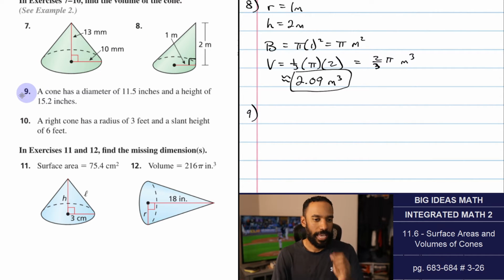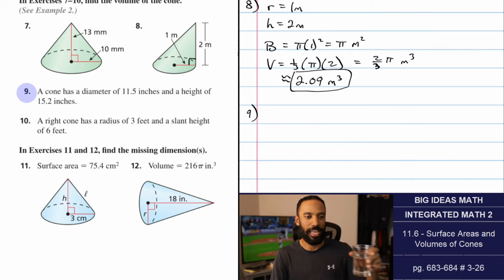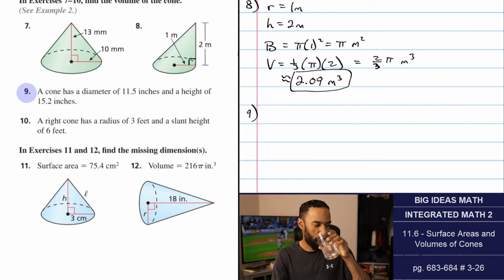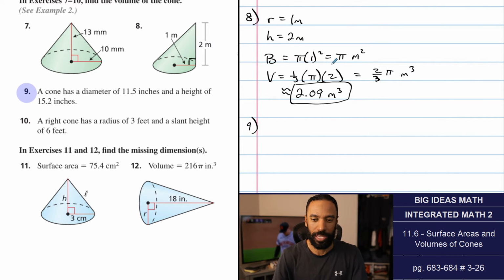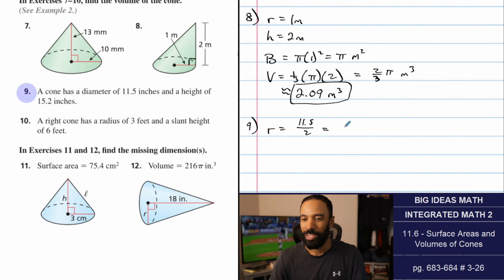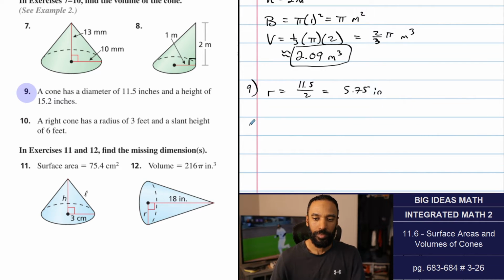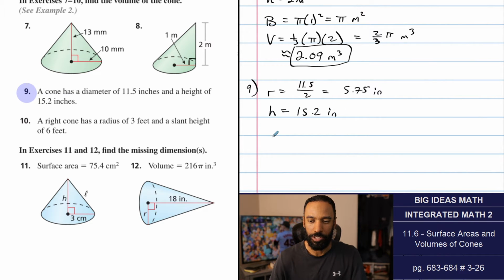A cone has a diameter of 11.5 inches and a height of 15.2. So we need radius. So we'll take the diameter divided by 2 to get that radius. So radius, half of 11.5. It's bad enough that we have a decimal to begin with. Now we have to get a smaller decimal, right? So 5.75, this is inches. That's our radius we're going to work off of. The height, and this is height we want, 15.2.